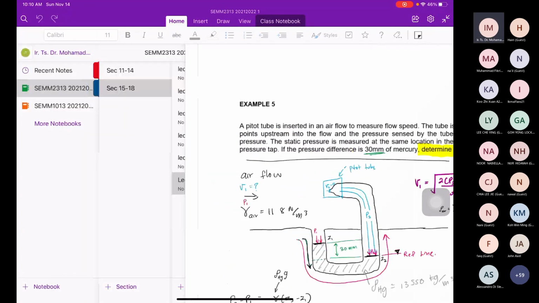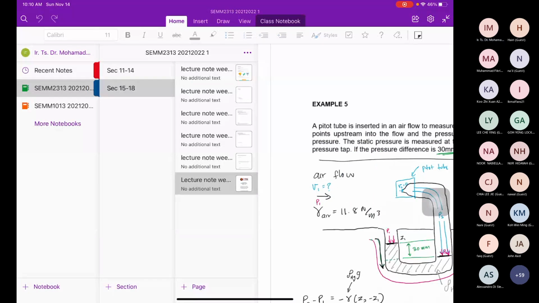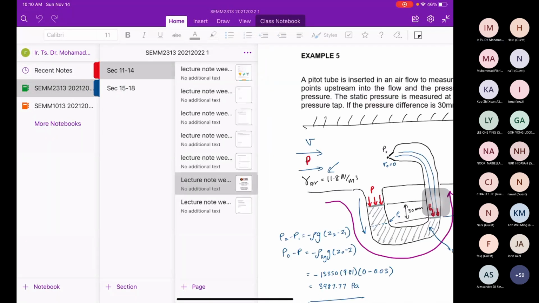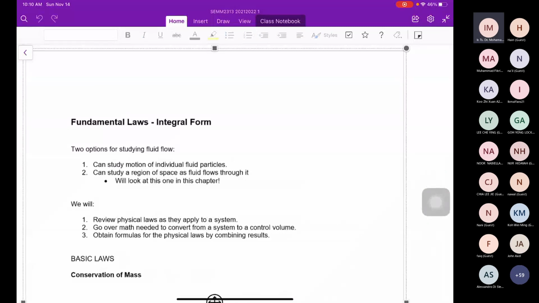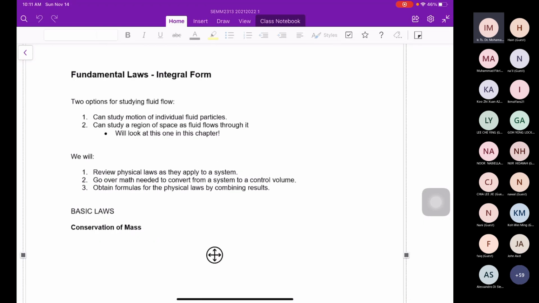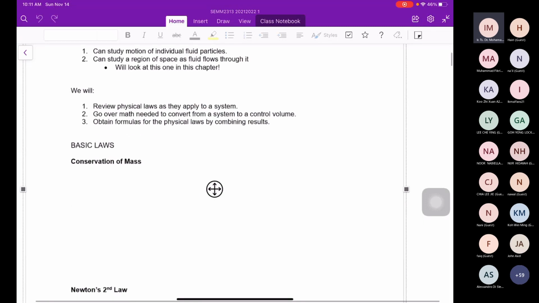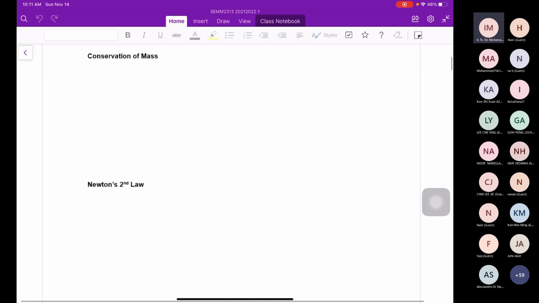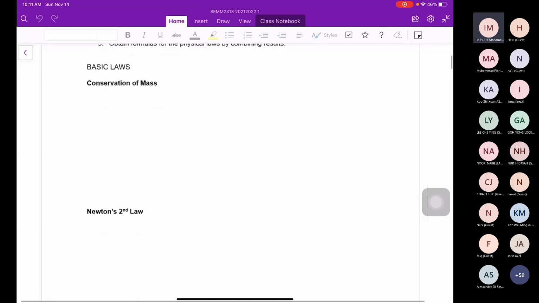In today's lecture, we're going to continue on the fundamental law. In the fundamental law, there are two options for studying fluid flow. First, we can study the motion of individual particles. Secondly, we can study the region or space of the fluid flow. Now we're going to review the physical laws as they apply to the system, go over the maths needed to convert from the system to a control volume, and obtain formulas for the physical laws by combining the results.